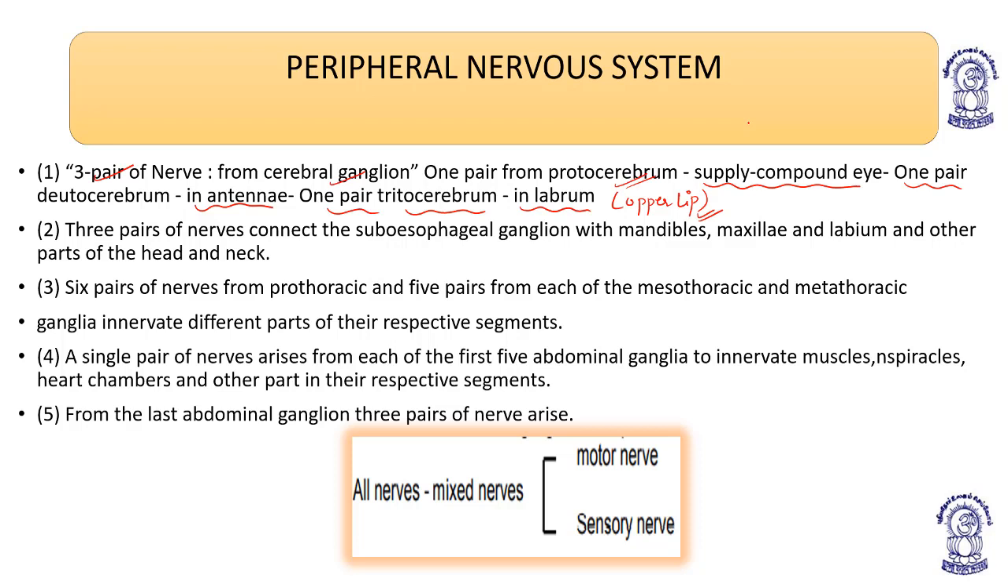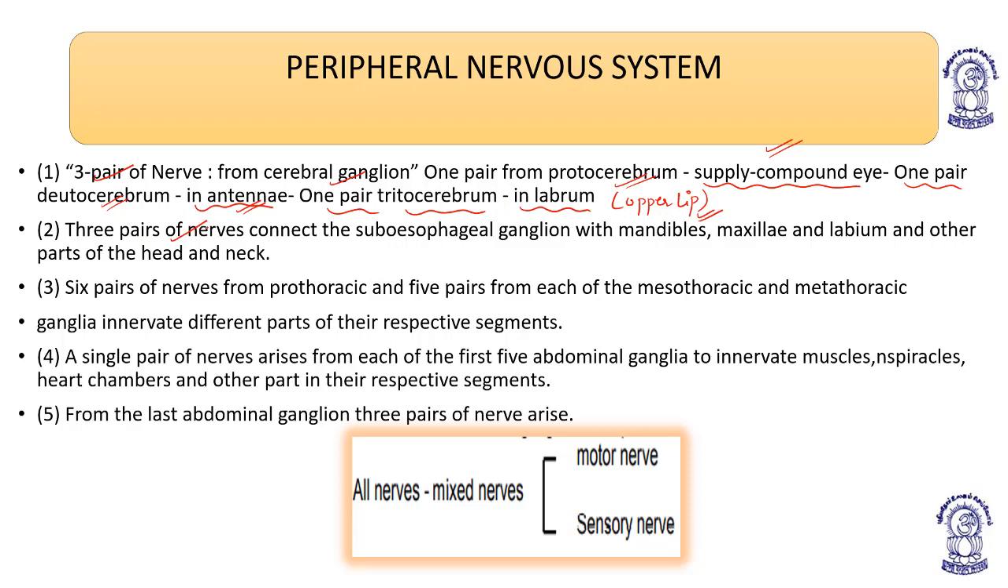From the cerebral ganglion, these nerves emerge and innervate. Innervate means they supply. So the one pair of nerves emerging from the protocerebrum innervates the compound eyes. One pair from the deuterocerebrum innervates the antenna region, and one pair from the tritocerebrum supplies the labrum or the upper lip.